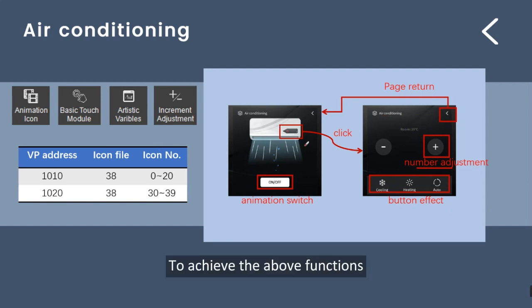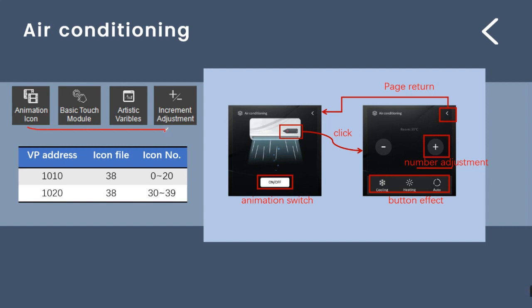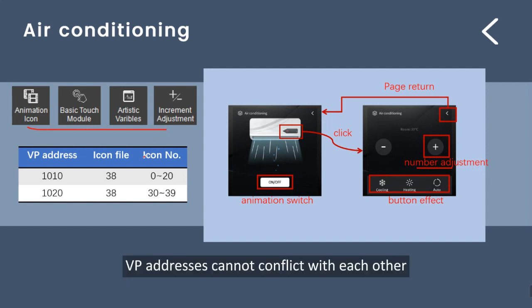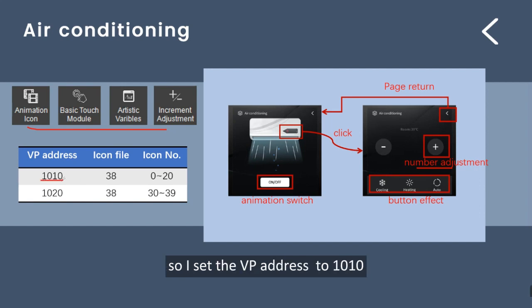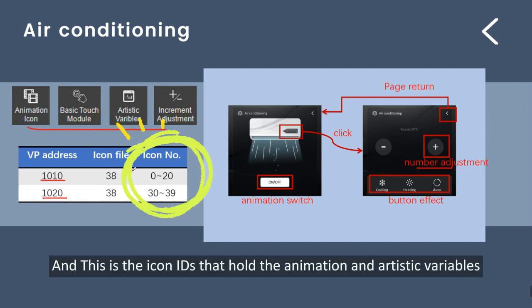To achieve the above functions, we need to use these 4 controls, and I'll talk about this later in the software setup section. VP addresses cannot conflict with each other, so I set the VP address to 1010. The VP address of the artistic variable is set to 1020. And this is the icon ID that holds the animation and artistic variables.